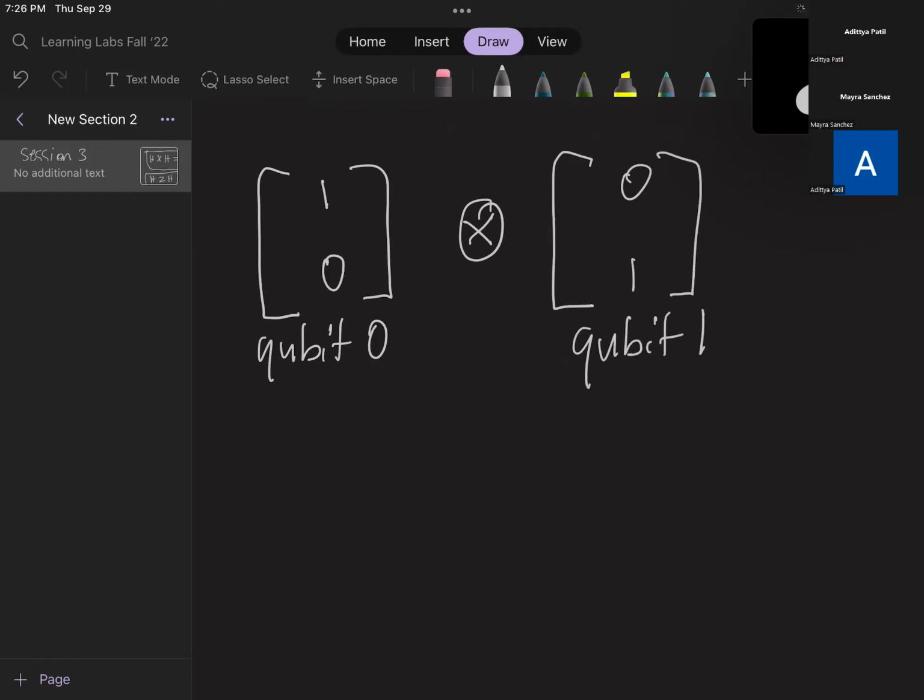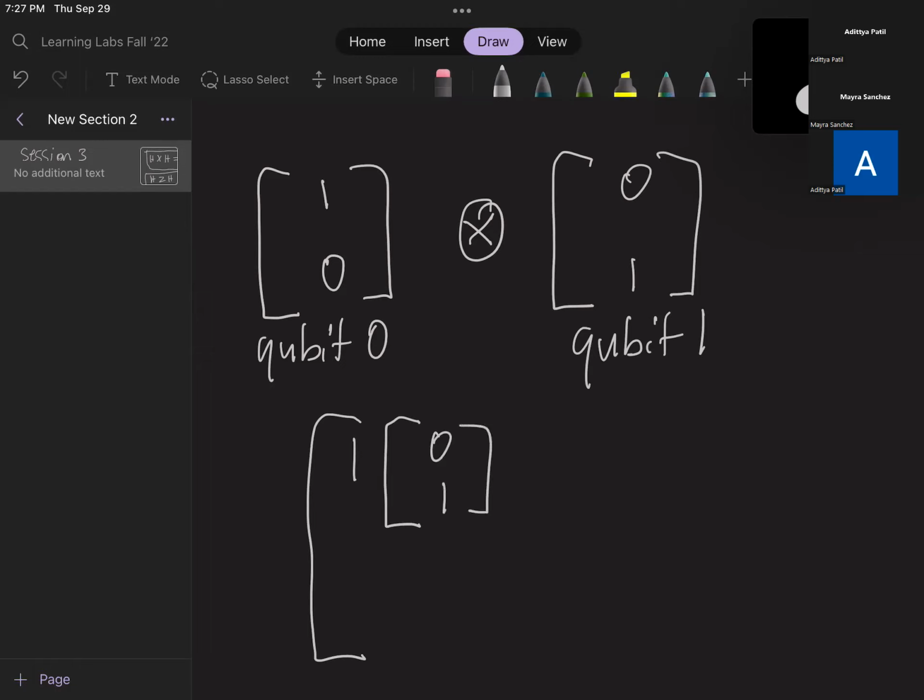So the way this operation works is you can take qubit 0, and you can take each factor. Keep in mind that both of these matrices have to be the same dimension. So this one is 2x1, and the other one is 2x1. Both qubits are 2x1 matrices in this case. So what we will do is take qubit 0 and multiply the top part of it by the entire matrix of qubit 1.